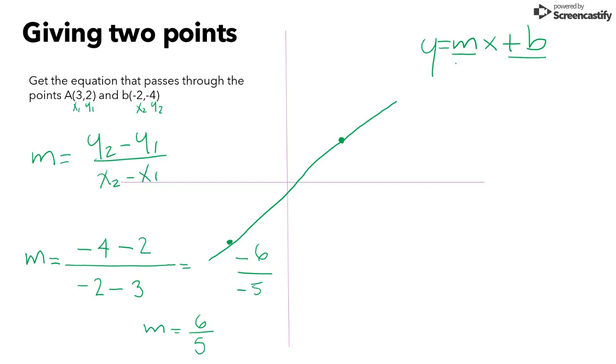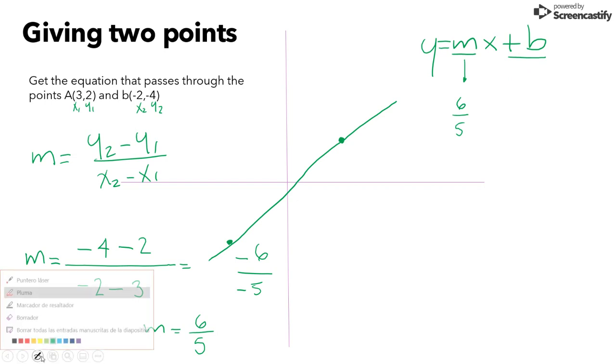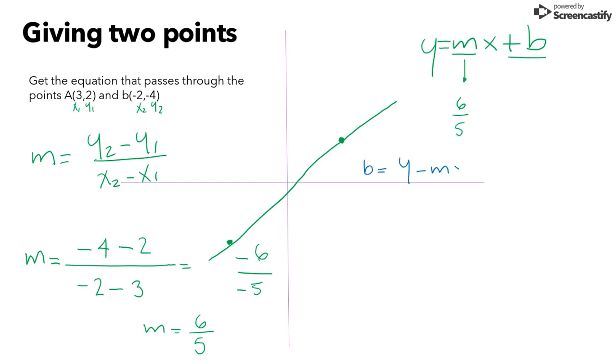Okay, I have the slope, 6/5. And I need to get b. How am I going to get b? If you remember from the example of case 2, b is going to be equal to y minus mx. So which is going to be x and y? I have 2 points. It doesn't matter which one you choose. Choose whatever you want and you're going to have the same result.